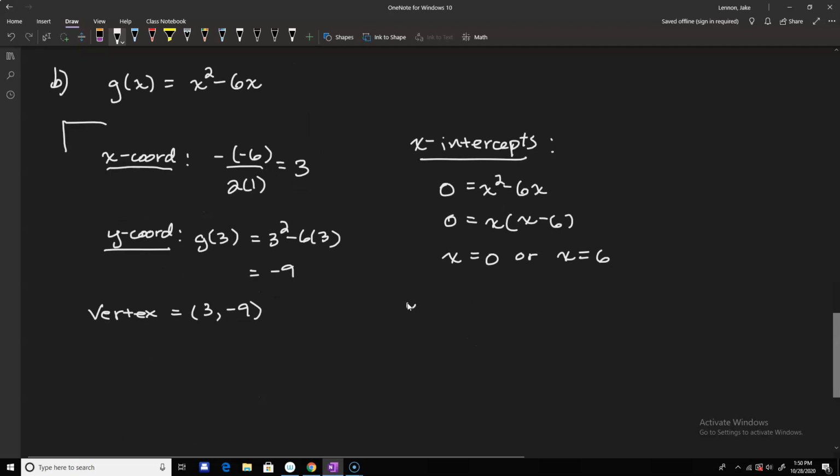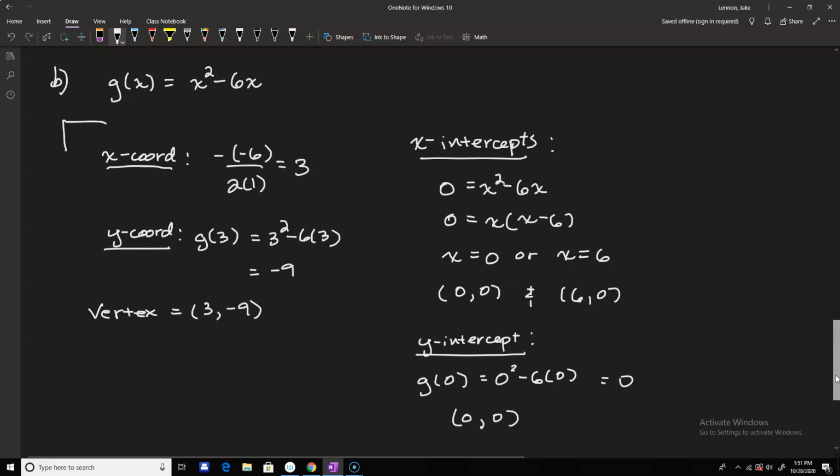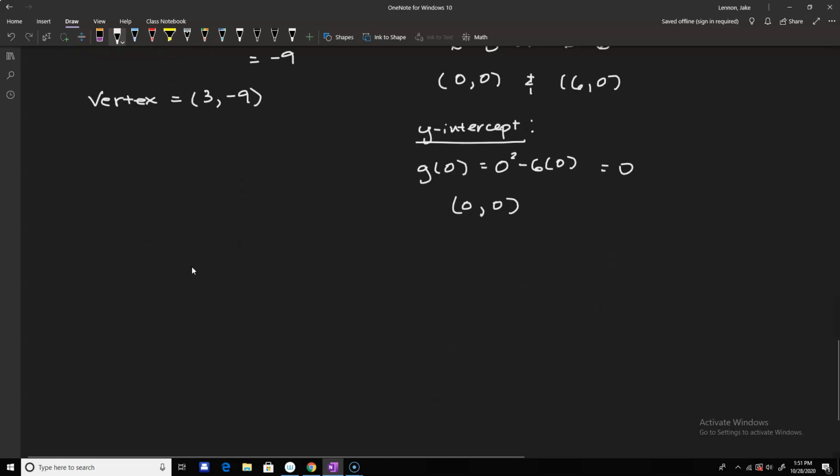And then our y-intercept. So technically, why don't I do both coordinates of each? So the x-intercepts are going to be 0, 0, and 6, 0. And then our y-intercept, well, technically we can only have one y-intercept because these are functions, meaning that they have to pass the vertical line test. So that would be g of 0, which is 0 squared minus 6 times 0. And since we knew an x-intercept was 0, 0, we also probably could have guessed that that's the only y-intercept as well. But I just wanted to go through the process so it looked the same as before.